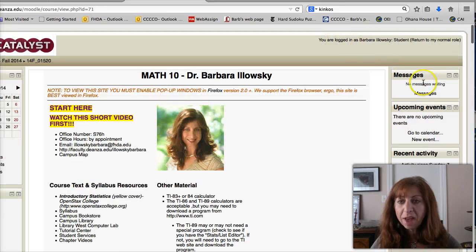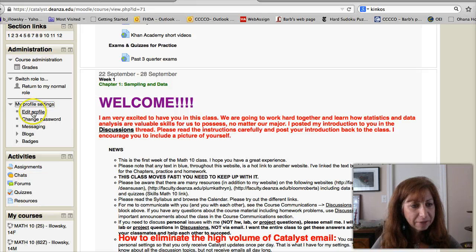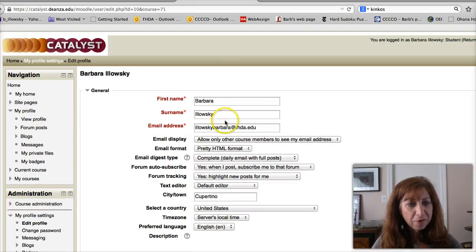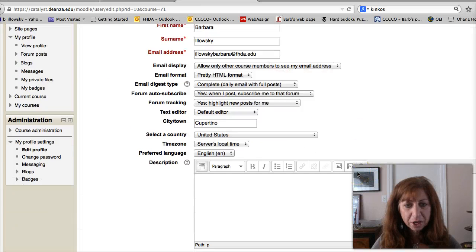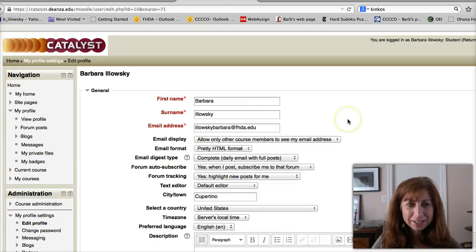If you have any messages, they'll show up here, and anything that's upcoming shows up right in the upcoming events. You can also look at your grades by pressing the grades. Your profile settings, if you'd like to put your profile in, here's some information on your profile. Hopefully you'll put in a picture. That would be lovely so we can all see who you are.